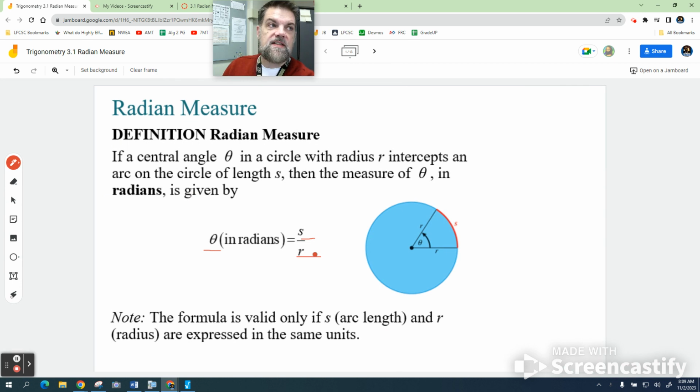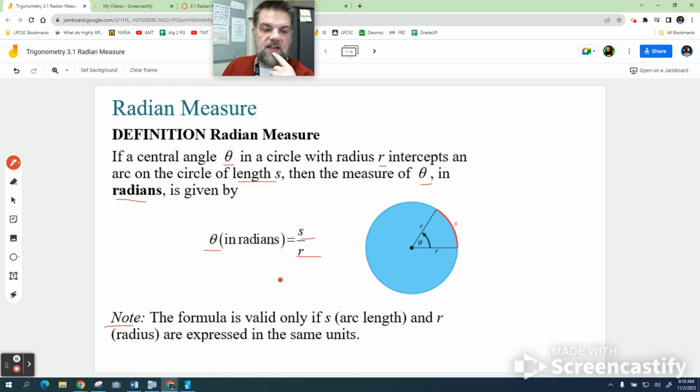I don't know what s is because Mr. Adams explained it to me 2 times. So then I read it. It says if the central angle theta in a circle with the radius r intercepts the arc of a circle, the arc on the circle length s, then the measure of theta is given in radians by. And when you read that and look at the example, then you just go from there. And then also read the note.